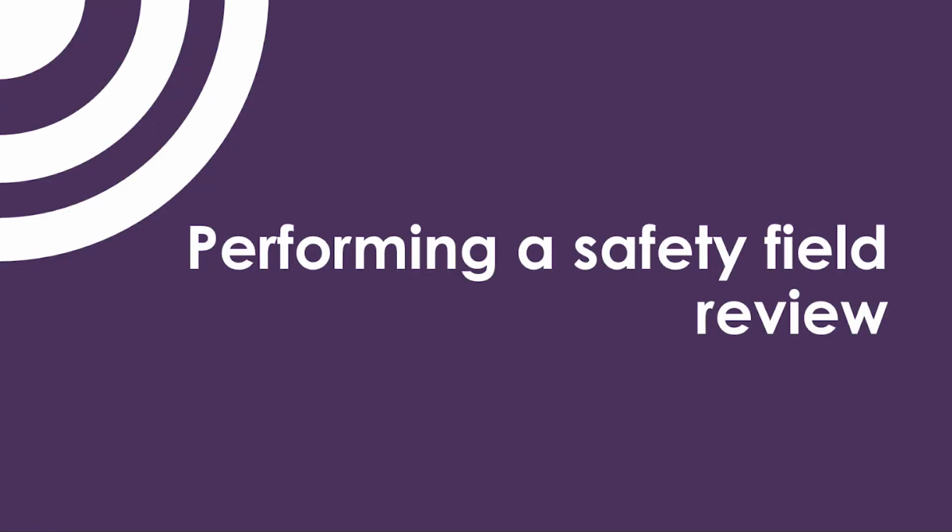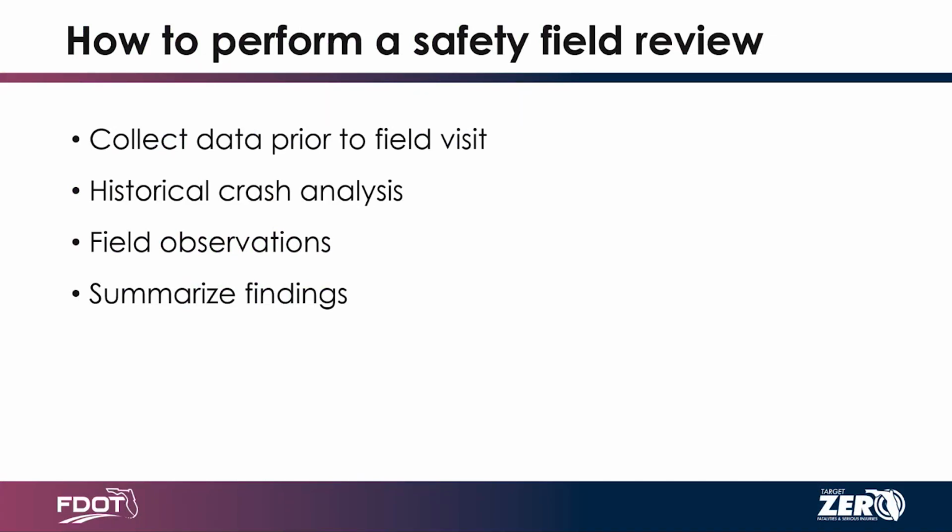So we're going to go into actually performing safety field review. So there's 4 main steps. You're going to want to collect all your data prior to the field visit, and then perform a historical crash analysis, and then you're going to go out and actually do your field observations. And then you'll summarize everything, usually in a report or a memo at the end with your findings and your recommendations.